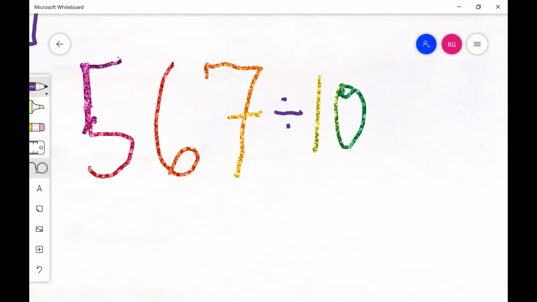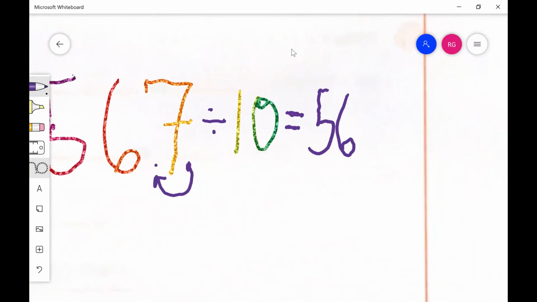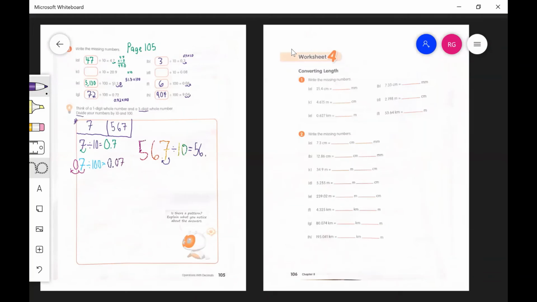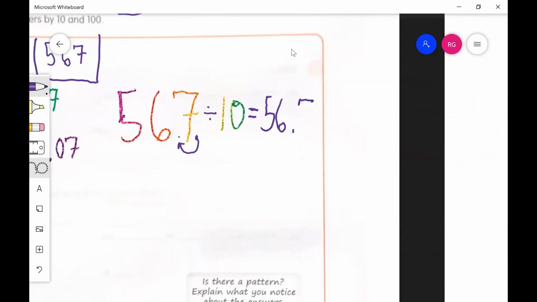567 divided by 10. Take the decimal point to the left. Yes, we need to move it to the left 1 place. Okay, and we should get what when we do that? 56.7. Yes, so we should write 56.7 or whatever your number is if you picked your own number. All right. 56.7 for this one.